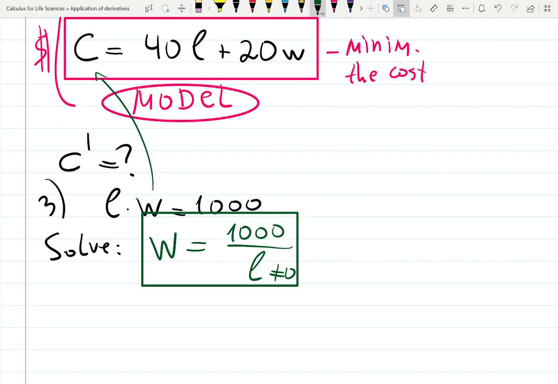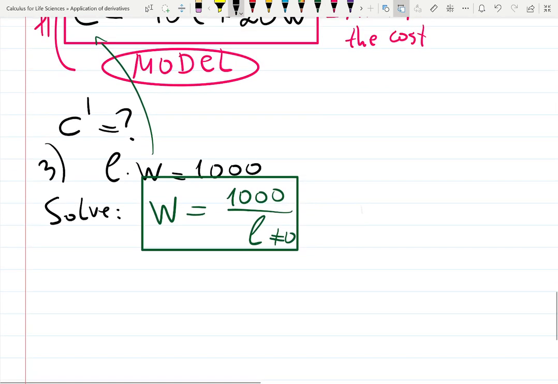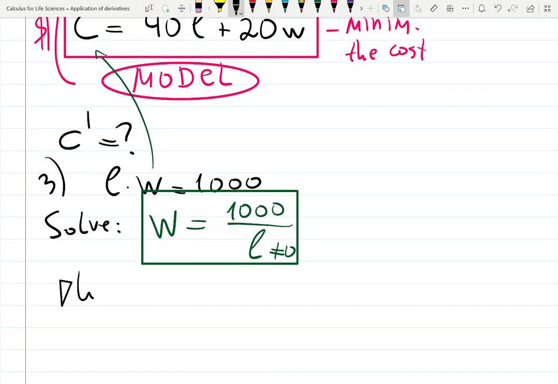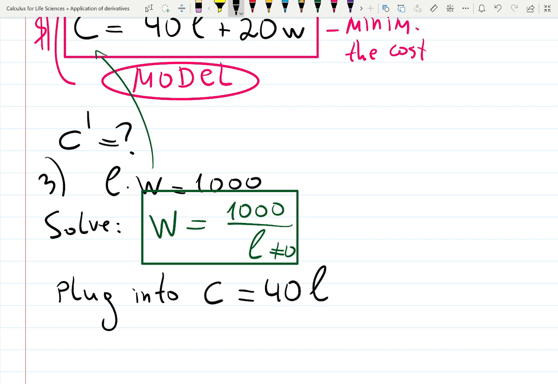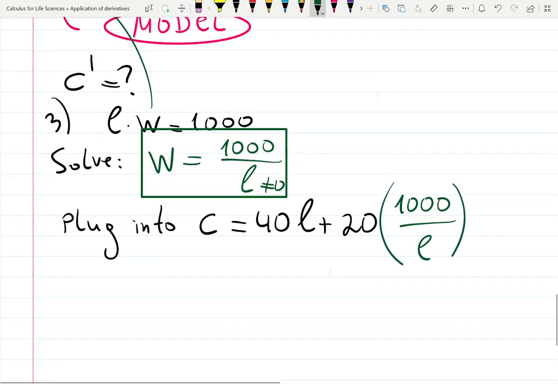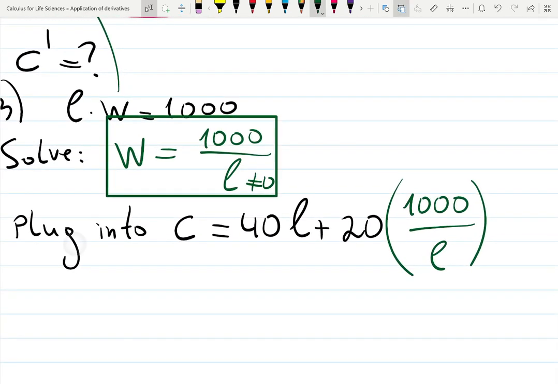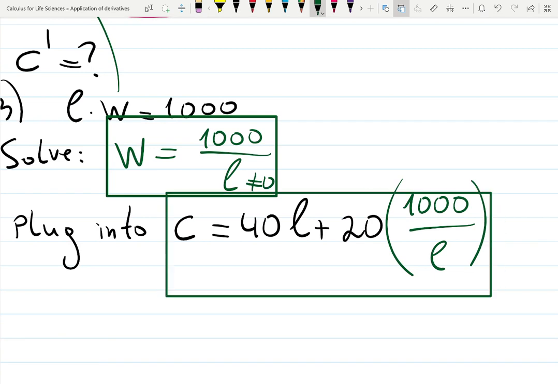So there are restrictions on the domain as well, but you don't have to know them, to be honest, all the time. Now, plug into C, into the function you need to minimize. C will be 40L plus 20, and now instead of the W, you will have 1,000 over L. Now you have a function of one variable. Cost function now only depends on the length of the fans, because we found connection between L and W.